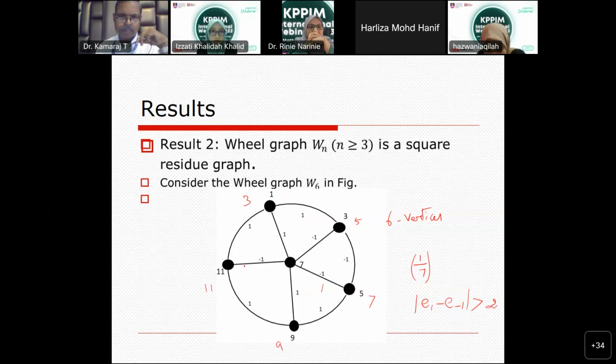After this, you can check how many edges are with the labels 1 and -1. You can easily check that the positive difference between the number of edges with 1 and the number of edges with -1 is not exceeding 2. So that means the wheel graph on n vertices admits square residue labels.